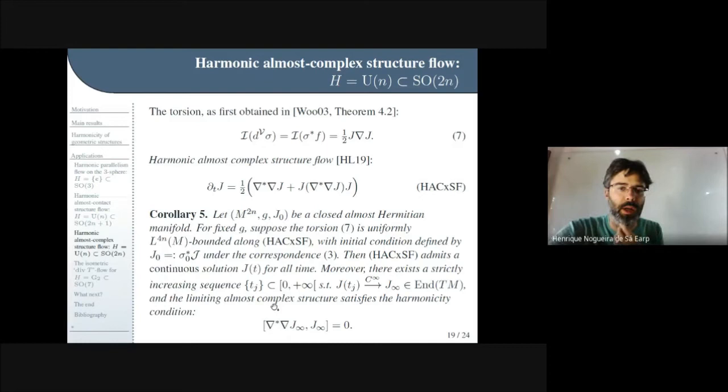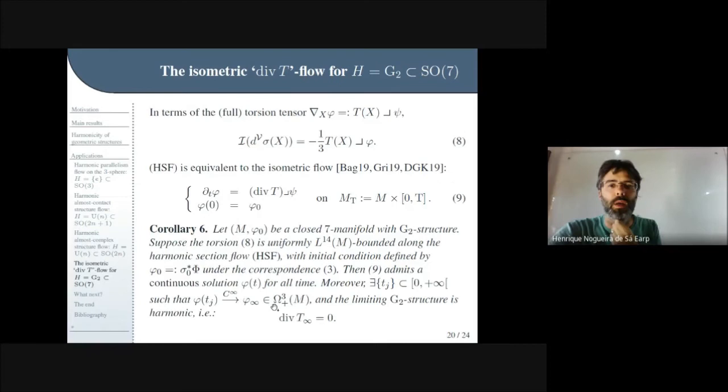Now, this is by far the instance that has generated the most interest recently. Indeed, it was our original motivation to study this. This is the case we set out to solve. So now we're in seven dimensions, in a seven-dimensional Riemannian manifold, and we're looking at G2 structures on the seven-dimensional Riemannian manifold.